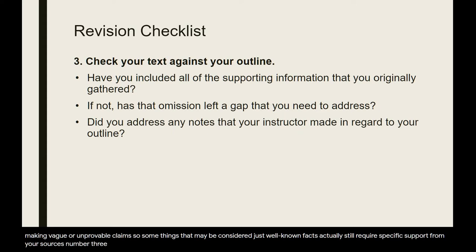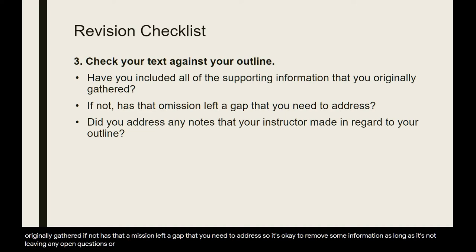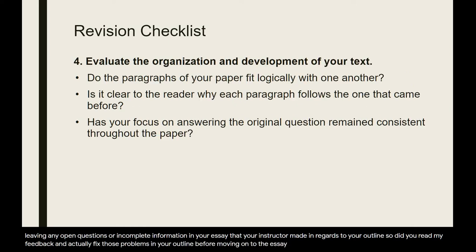Number 3, check your text against your outline. So ask yourself, have you included all of the supporting information that you originally gathered? If not, has that omission left a gap that you need to address? So it's okay to remove some information as long as it's not leaving any open questions or incomplete information in your essay. Did you address any notes that your instructor made in regards to your outline? So did you read my feedback and actually fix those problems in your outline before moving on to the essay?